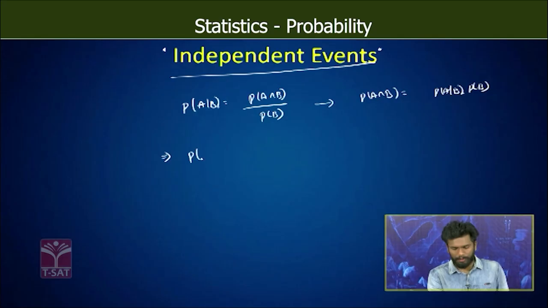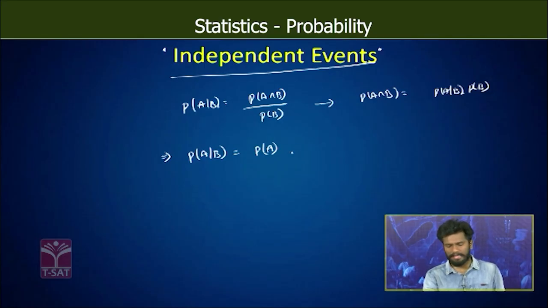Now when P of A given B, the probability of A given that B has already occurred, is equal to the probability of A alone, then we can say that A and B are independent events.